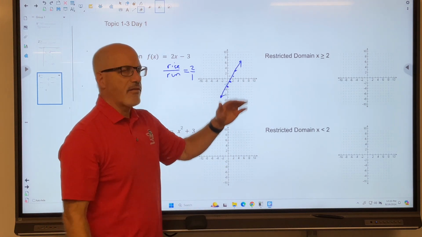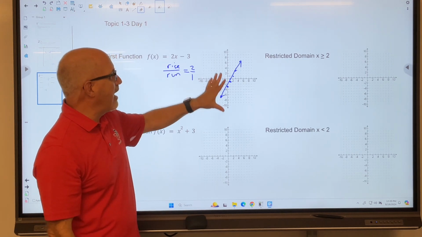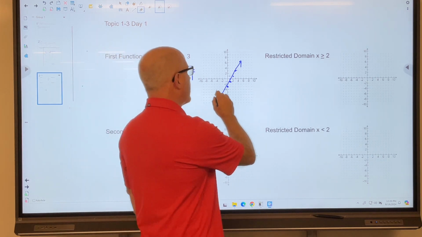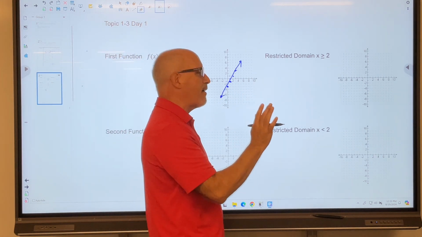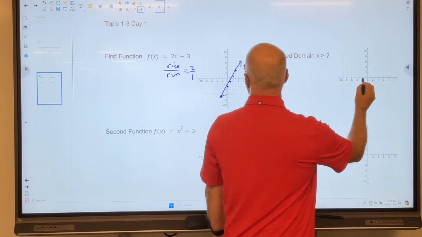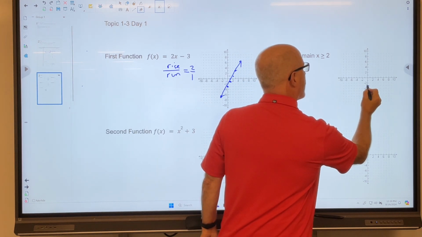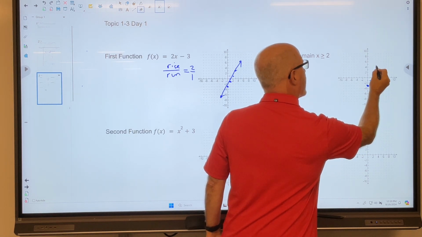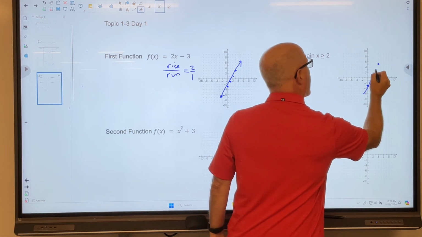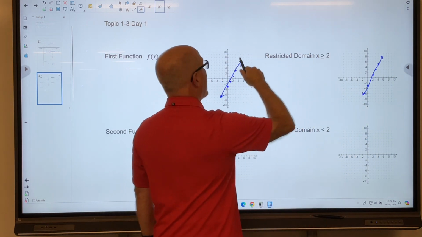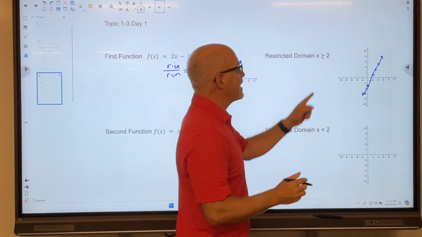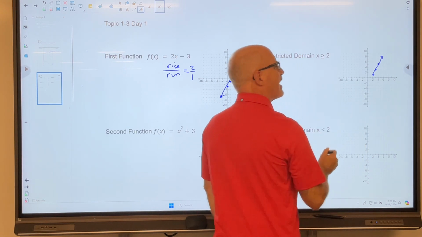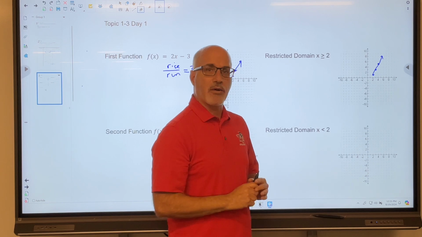Now, this says I'm going to have a restricted domain. So I take that graph, and what I want to do is stop it at the 2. Let me draw a quick version of this graph. Don't draw the graph yet. If I started at negative 3, I went up 2 over 1 several times and then drew the graph, what this restricted domain is telling us is to stop the graph at the 2. So I'm going to stop it right there at that 2 and use only that part of my graph.